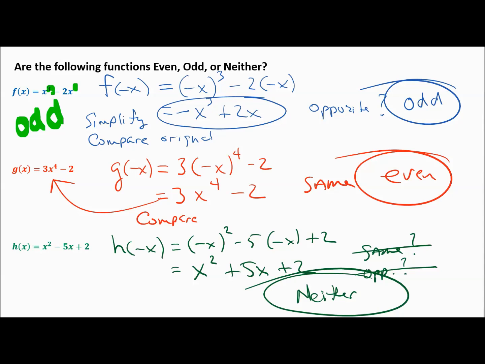Right? Try it again. Check this out. You've got an x to the 4th, and then right here you don't have an x at all. So that's like an x to the 0. 0 is an even number. So those are even exponents, which means you have an even function.